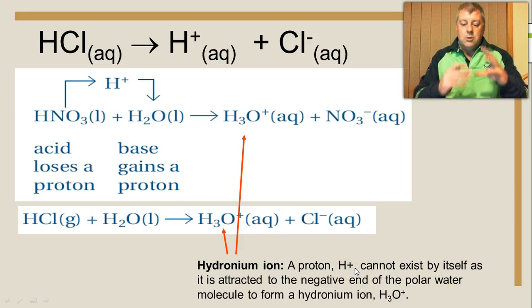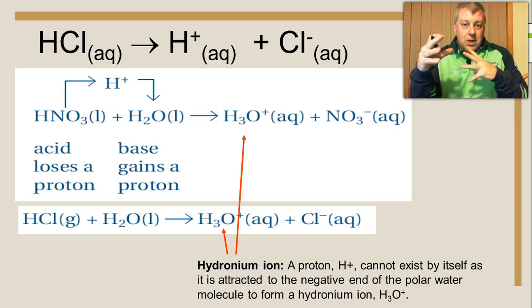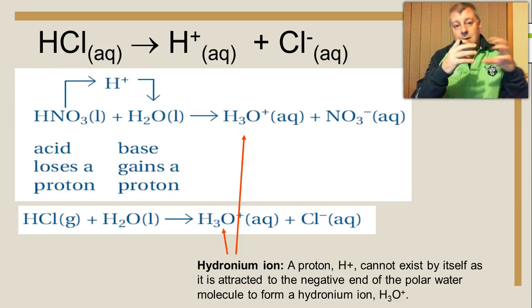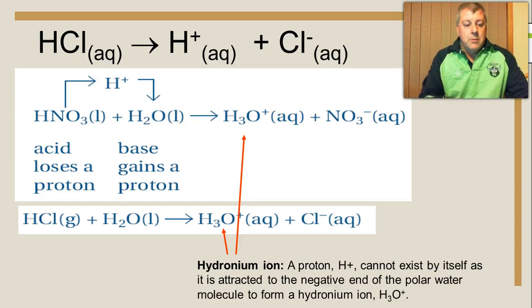So water molecules, even though we consider them to be neutral, actually have a distribution of charges, and the hydrogen ion latches on to the negative end of the water molecule. So it's not a very strong bond, but it's said to be forming the hydronium ion.